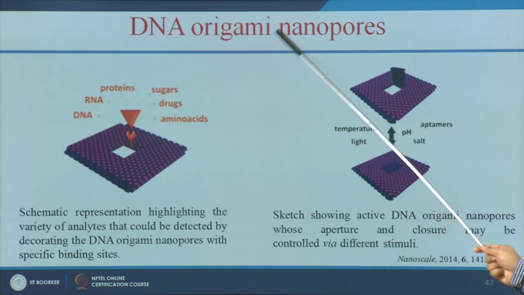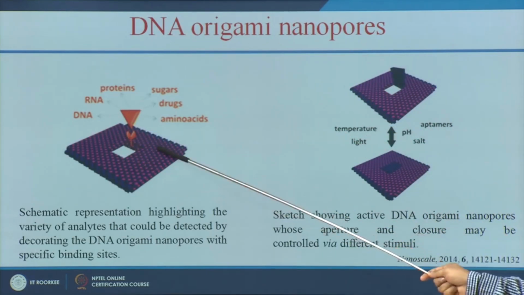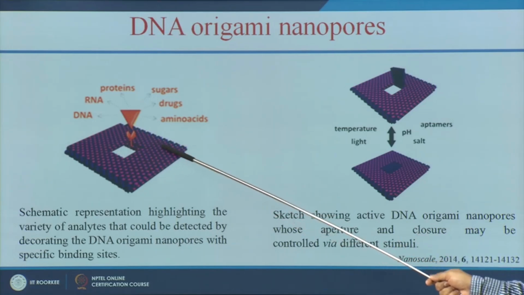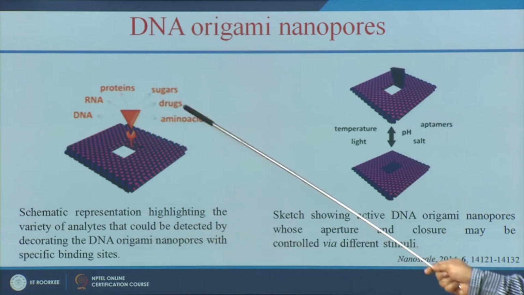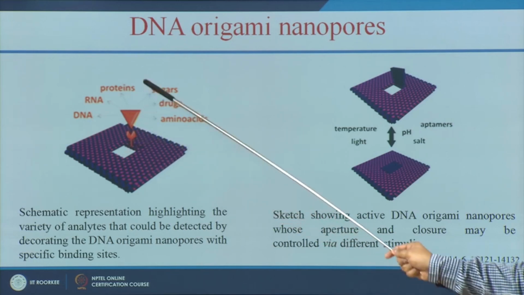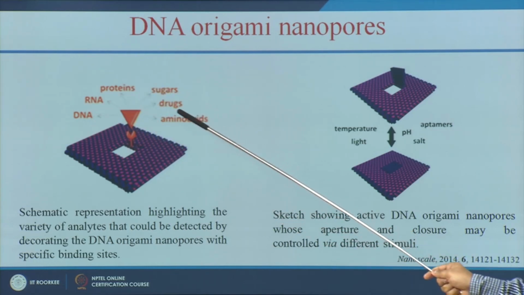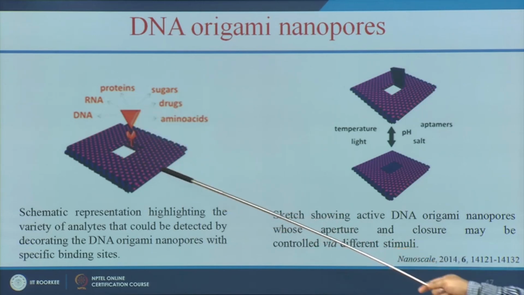And we can also make DNA origami nanopores. So here you can see this example. Here it is a DNA origami nanopore. Okay, so that could be useful for detecting various compounds. For example, if you have a receptor in this nanopore, when you pass the protein or the sugar or amino acids, it can easily detect, and it can be used as a good sensor.